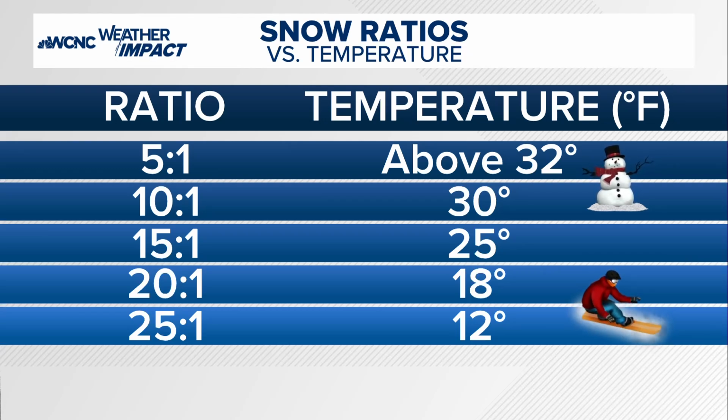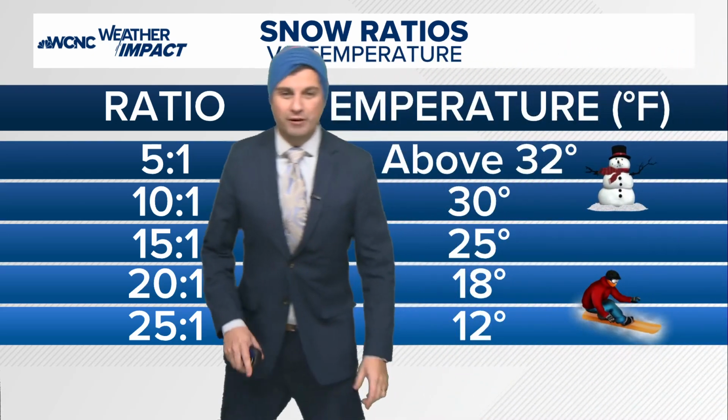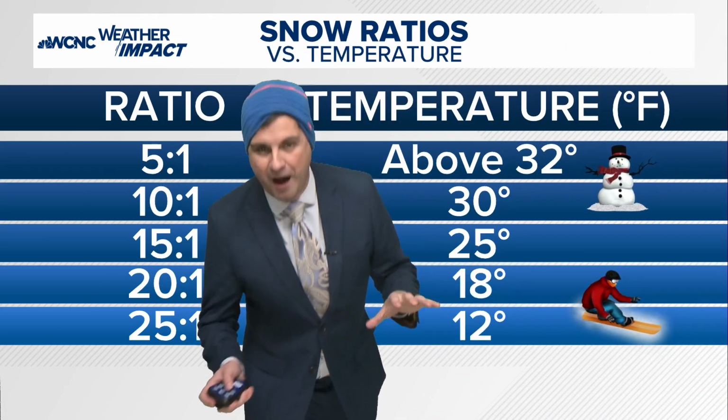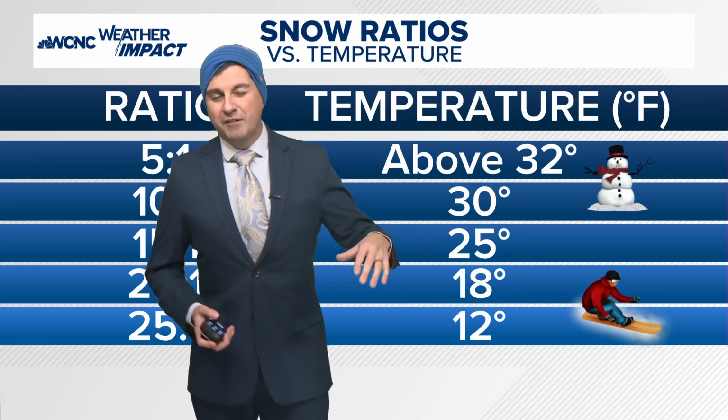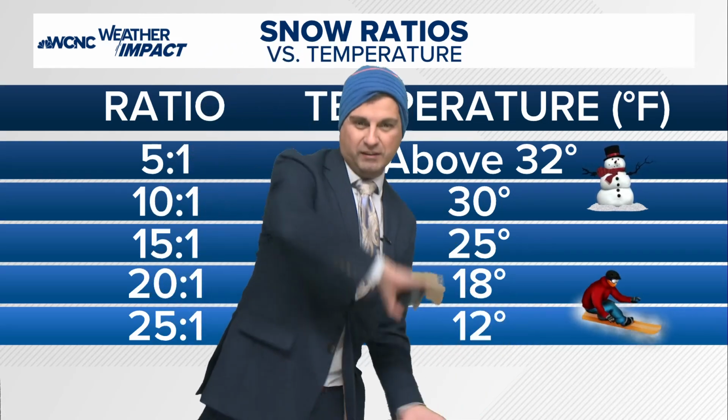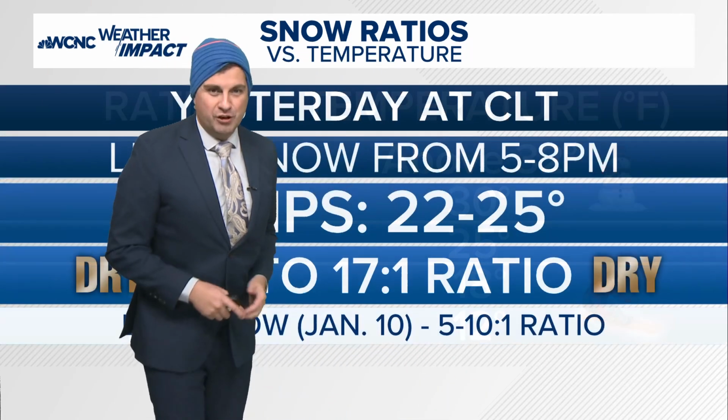Yesterday was around 15 to 1, which is more of a dry snow, and snowboarders and skiers love that 20 to 30 range, because at that point, that's that fresh powder, that champagne powder, that you always see in those videos where they're shredding and it's just going up in the air. That's that drier snow that you typically see.